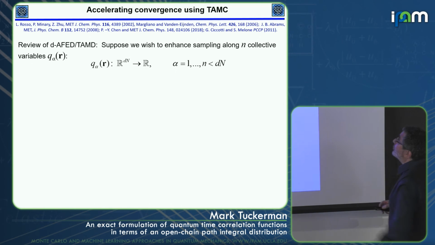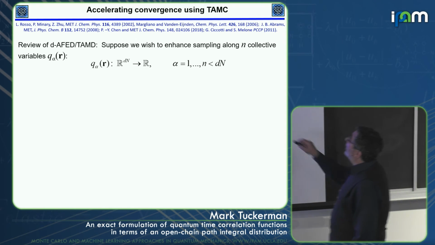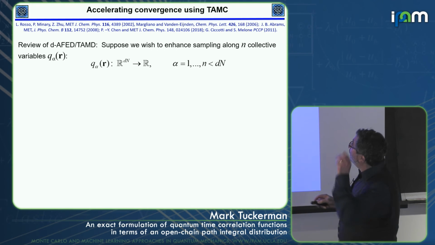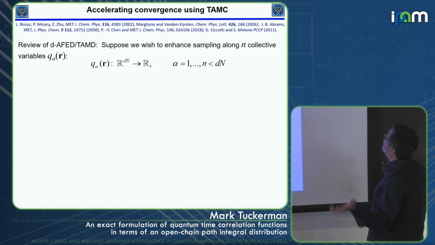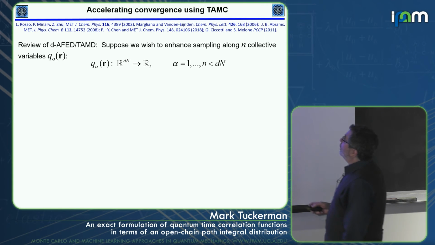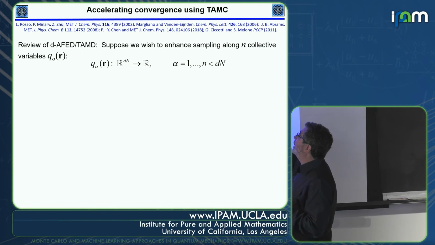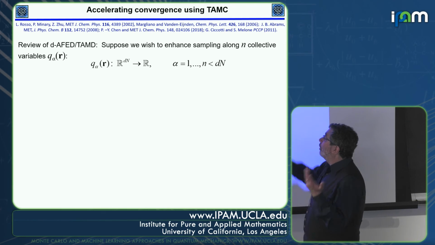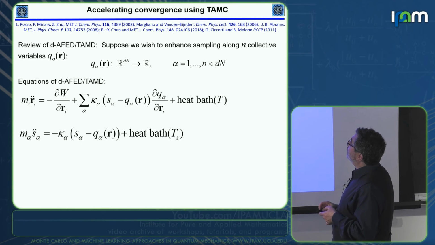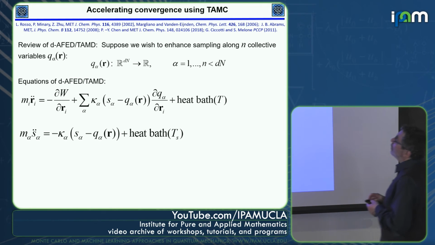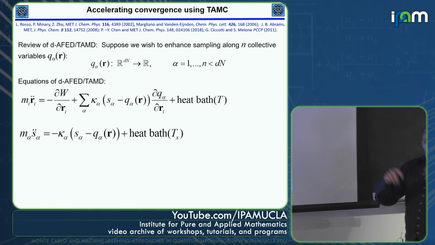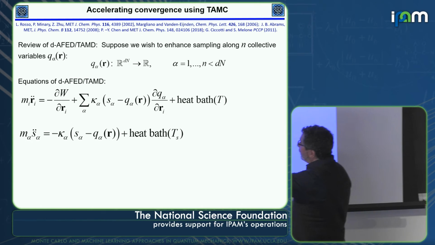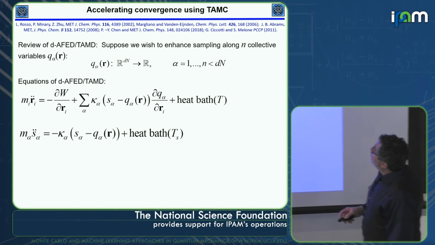I've spoken here at IPAM many times about our temperature-accelerated molecular dynamics approach as a way to enhance the sampling of something. The idea is that, let's suppose I have some collective variables. They're functions of my position, so I'll call them Q alpha of R. And there's a dynamics that you can use to enhance the sampling of this set of collective variables. This is called adiabatic free energy dynamics or temperature accelerated molecular dynamics.